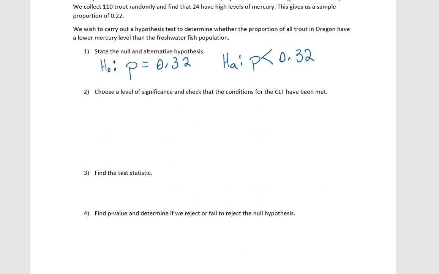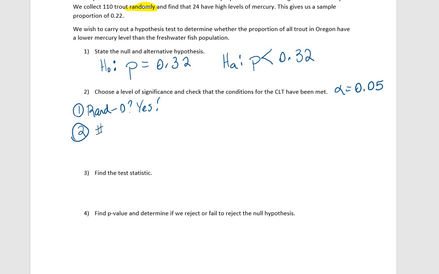Now, for part 2, we want to choose a level of significance and check that the conditions of the central limit theorem have been met. So we're just going to set a pretty standard one, 0.05. And the first condition is: is it random? Yes. The reason it's random is because we said that we randomly sampled them. Okay, 2 is we want to make sure that we have enough successes and failures.